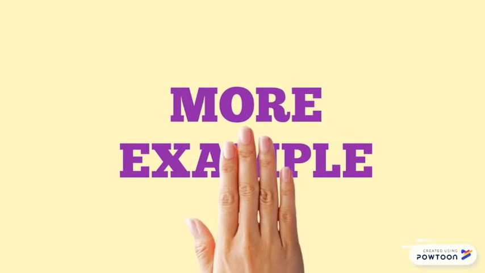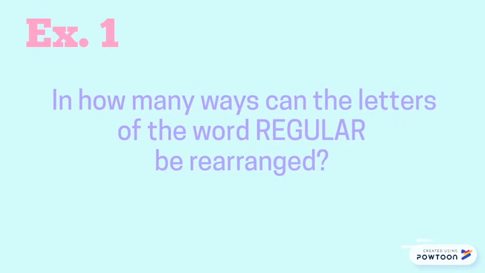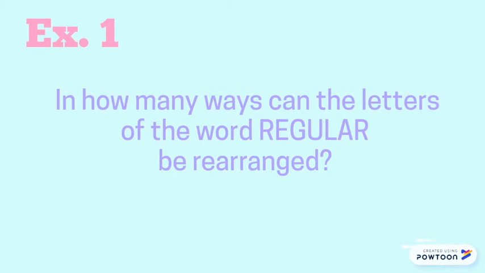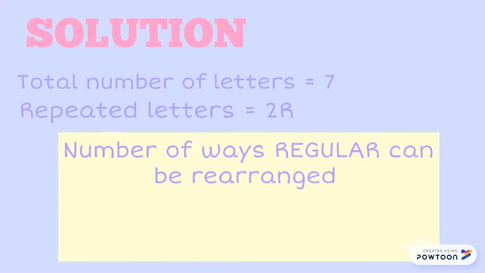More examples. In how many ways can the letters of the word regular be rearranged? Solution. Total number of letters is 7. Repeated letters is 2 r's. Number of ways regular can be rearranged is 7 factorial over 2 factorial, which is equal to 2520 ways.